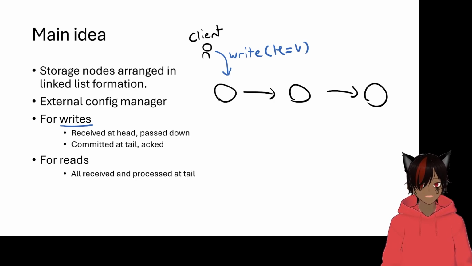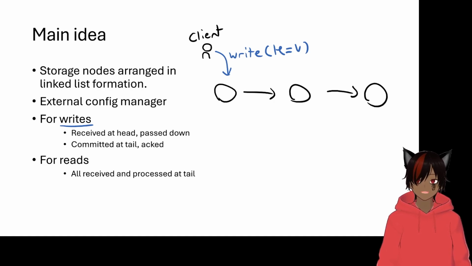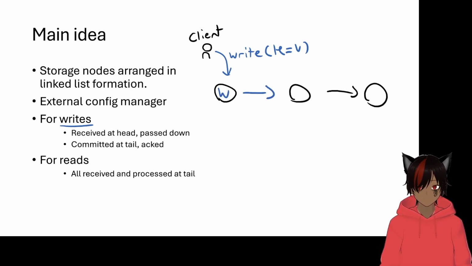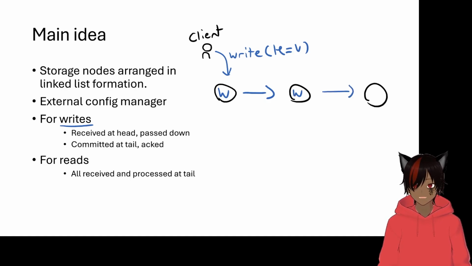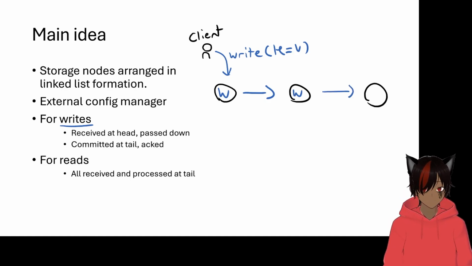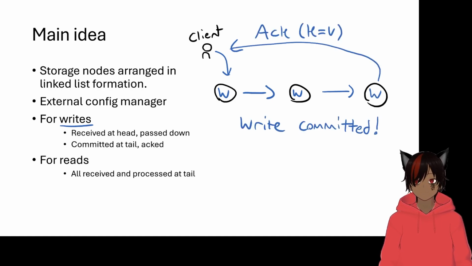So let's look at the context for writes first. First, we've got a client, and say a client is wanting to write some key to some value. Well, the write goes directly to the head first. And once the head receives it, the head sends that write message over to the next member of the chain, and so on, until it reaches the tail, and then the tail sends an acknowledgement back to the client saying, hey, I received your write, it's been committed.